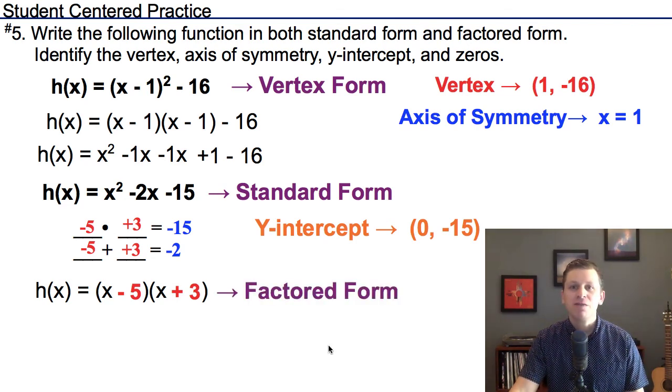To find the zeros from factored form is very easy. The zeros will have the opposite signs that the factors have. So if I have a factor of x minus 5, the zero associated with that is x equals positive 5. If I have a factor of x plus 3, the zero associated with that is x equals negative 3. There I have the zeros, and a synonym for zeros is also roots or x-intercepts.